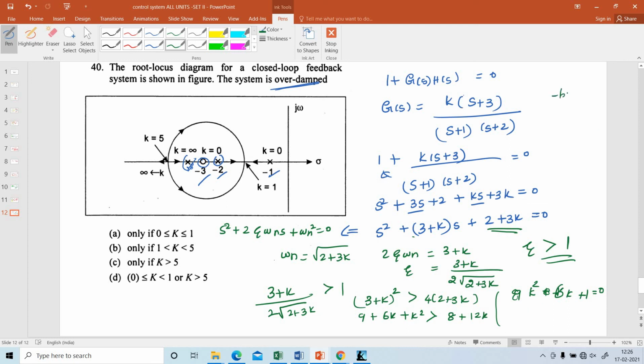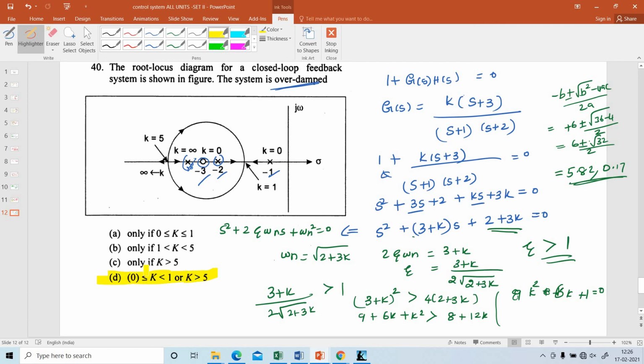I have to use minus b plus or minus square root of b square minus 4ac by 2a. Substituting this, 6 plus or minus square root of 36 minus 4, divided by 2. So plus or minus root of 32 by 2. So the answer may be 5.82 and the next one is 0.17. So what is the condition here? From the four options, which one is correct? Option D is correct. Here 0.17 is between 0 and 1, correct? And 5.82 is more than 5. So this option is correct. So option D is the correct answer.